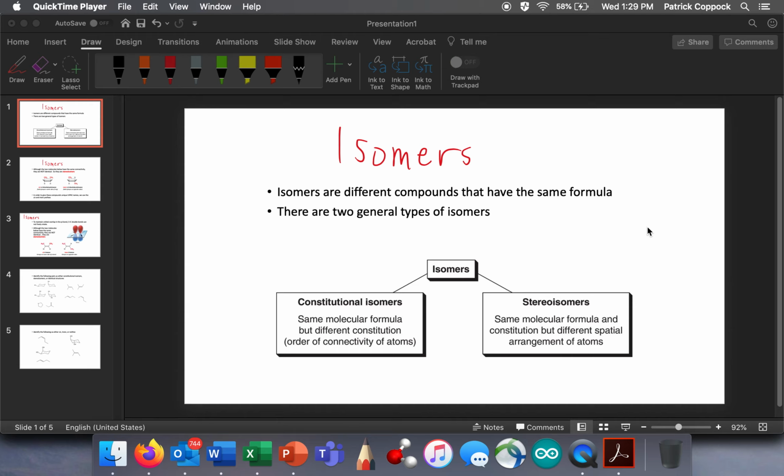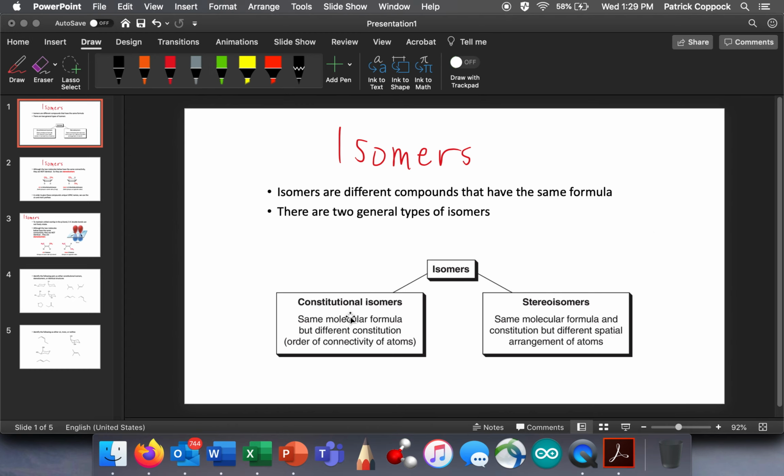Okay, so now it's time to talk about isomers, right? Isomers are different compounds that have the same formula. In general, there are two types of isomers, constitutional isomers and stereoisomers. Constitution is really important that we appreciate this.